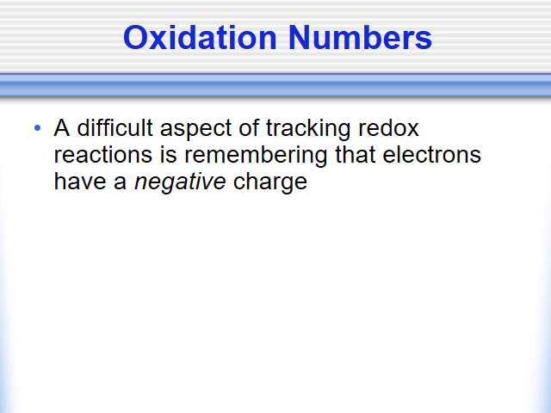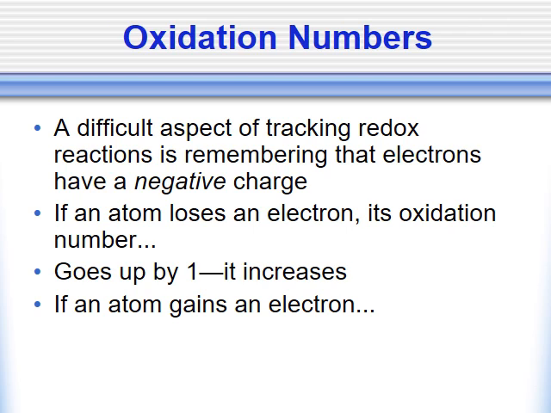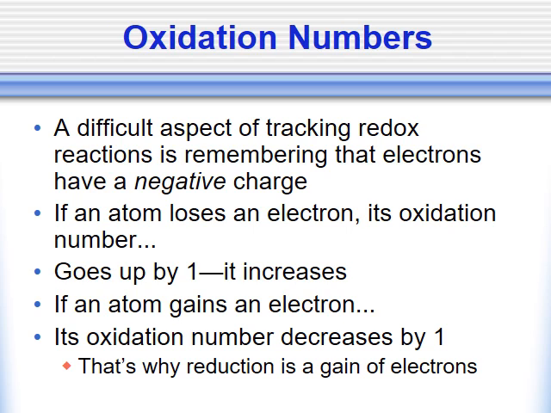Something that's challenging about redox reactions is we have to remember that electrons have a negative charge. If an atom loses an electron, its oxidation number goes up because it has lost a negatively charged particle. If an atom gains an electron, its oxidation number goes down. That's why we say reduction is a gain of electrons.